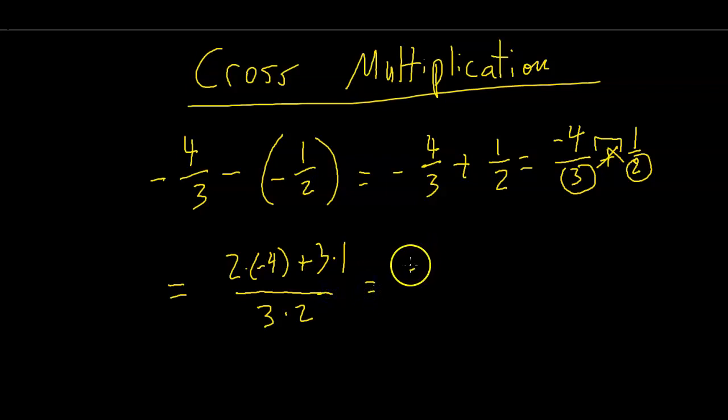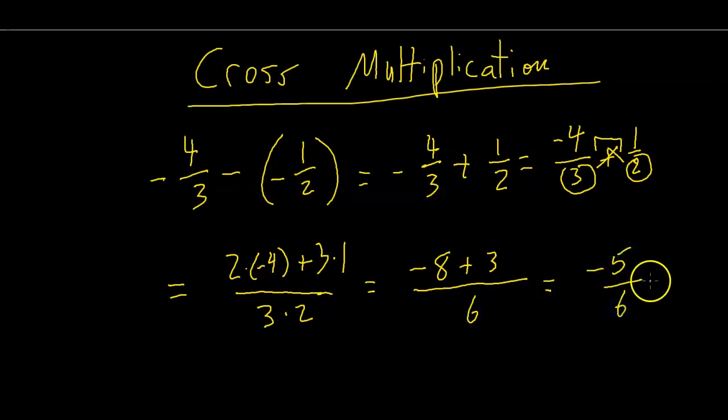Then we'll do our arithmetic. 2 times negative 4 is negative 8. Plus 3 times 1 is 3. Over 3 times 2 is 6. Negative 8 plus 3 is negative 5. Keep our denominator 6. And our answer is negative 5 over 6, and that is in simplified form. All right, so that's how you deal with an example like this. Let's take a look at one more example.